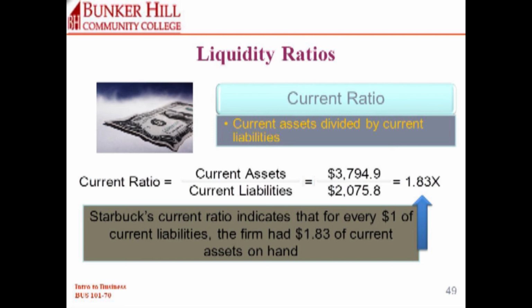Now, if you have a company that has $2 of debt for every dollar of assets, you might get a little bit nervous because they have a lot of debt. And if they don't have a good cash flow, they may not be able to make their payments and they could default and go out of business. 1.83, that's not so bad.